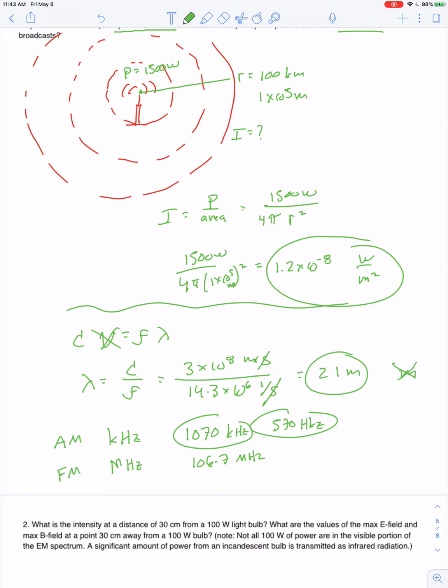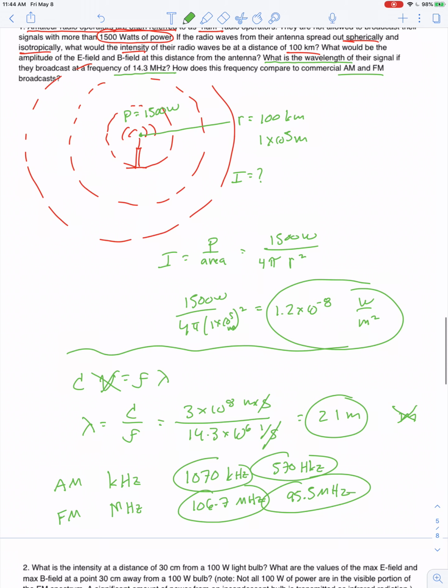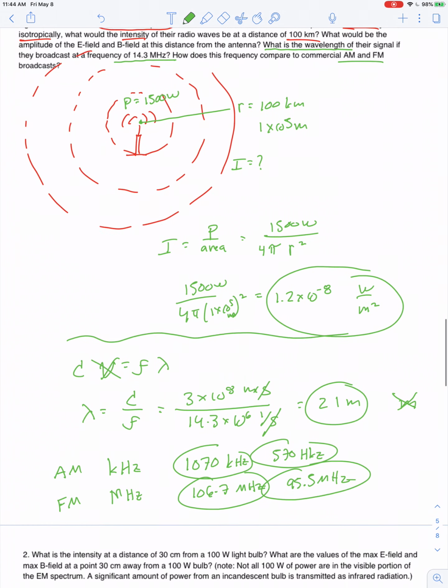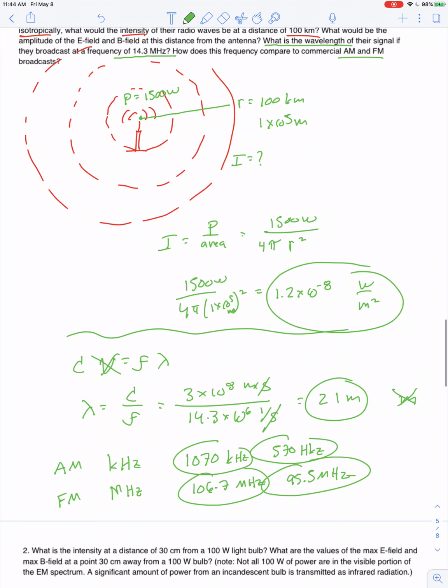106.7 megahertz, 95.5 megahertz. Those are some presets I have on my FM band. So how does this compare? How does 14.3 megahertz compare to commercial AM and FM broadcasts? Well, it's somewhere in between.